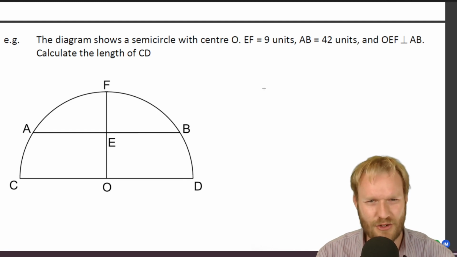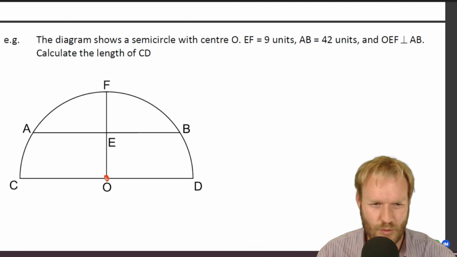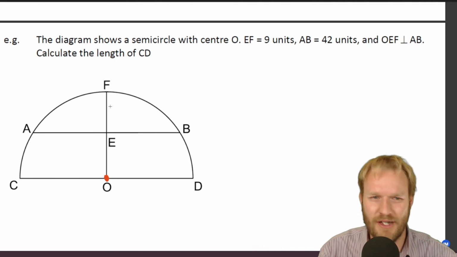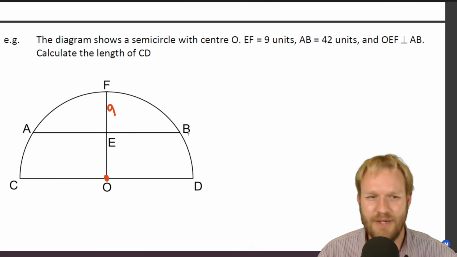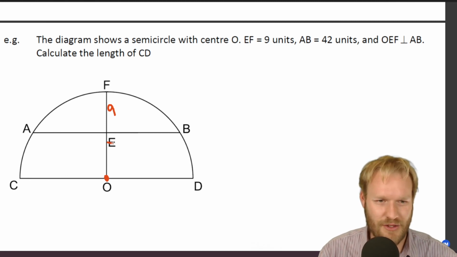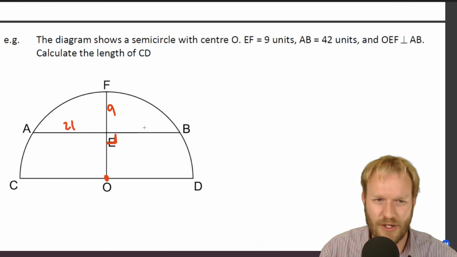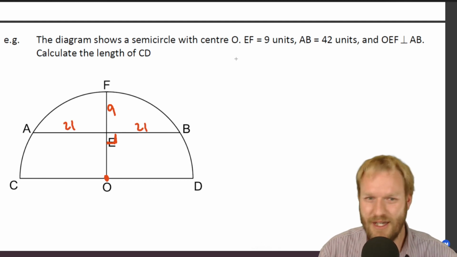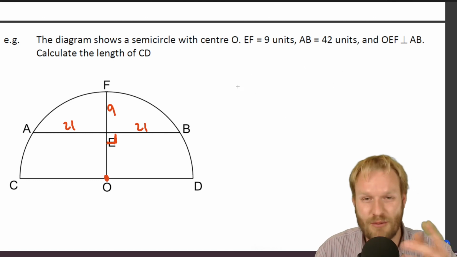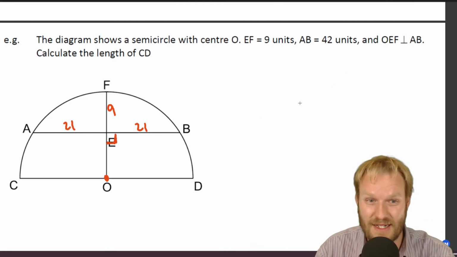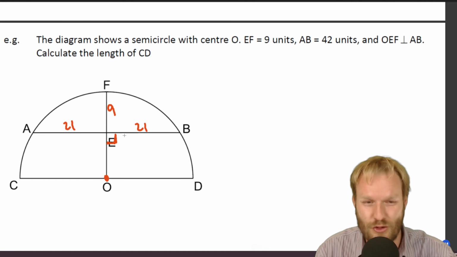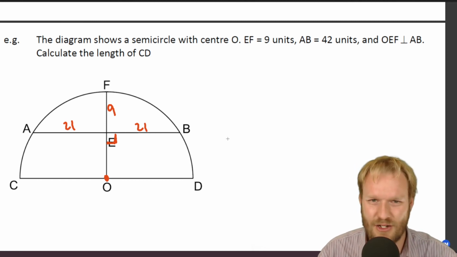So we've got a semicircle, center O. EF equals 9. AB equals 42. And OEF is perpendicular, so this is at 90 degrees. So already if that whole thing is 42, we're going to go 21, 21, right? And we're going to capture that with our reasoning. So I'm not going to do as much of the writing down here, but rather work through more on the diagram, and you're going to have to write this down nice and neatly. So we got 9, 21.